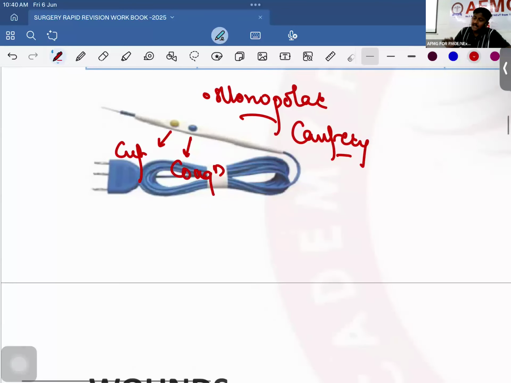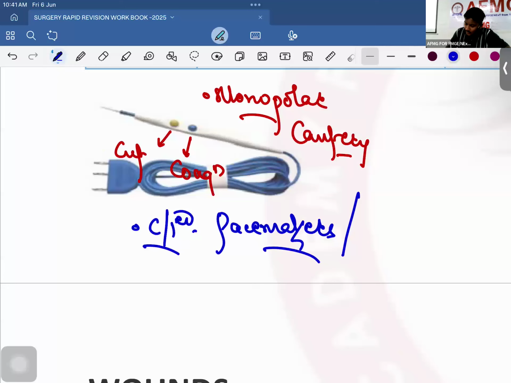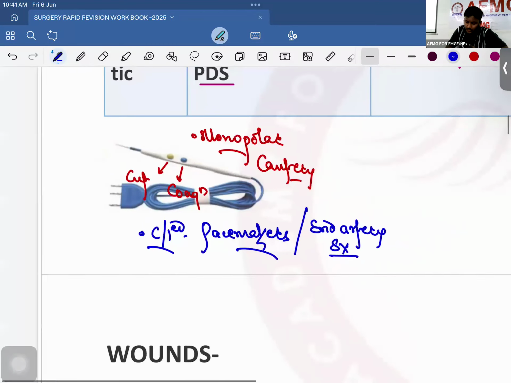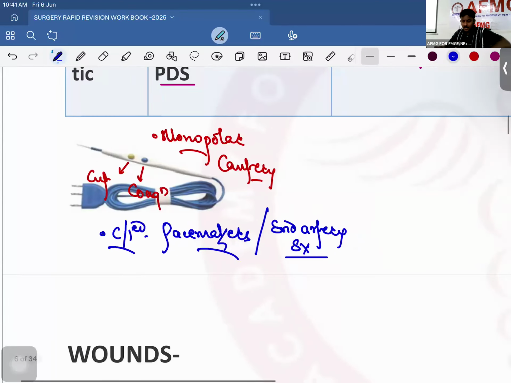As current will pass via the patient's body in monopolar cautery, it is usually contraindicated in patients who have artificial pacemakers, beta. In those patients, we will not use monopolar cautery. Otherwise, this external current interferes with the pacemaker's rhythm, and the patient will develop arrhythmias. That's the reason. Second, it is also not used in end artery surgeries or even penile surgeries, as the current definitely spreads in the case of monopolar cautery.